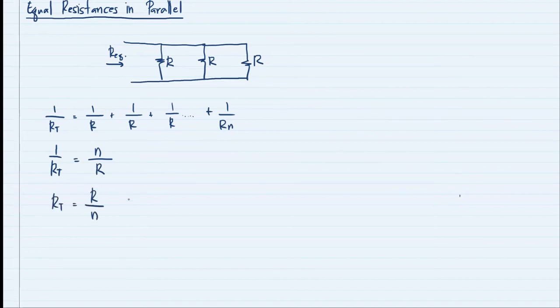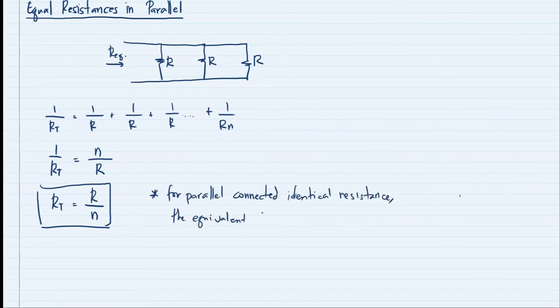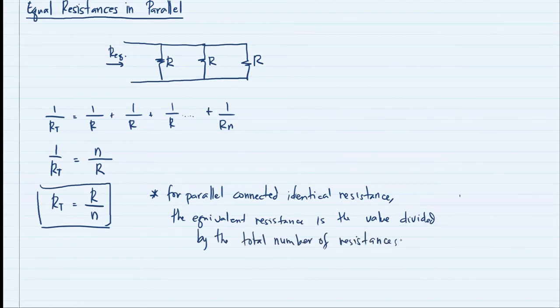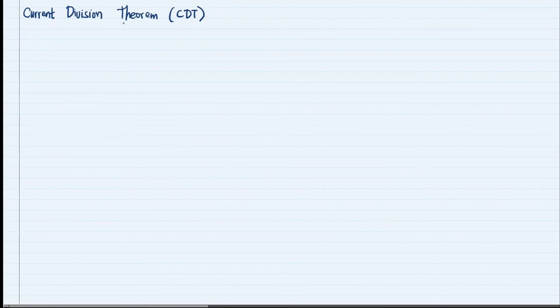R total is equal to R divided by the number of resistances in parallel that are equal. So, for parallel connected identical resistances, the equivalent resistance is the value divided by the total number of resistances connected in parallel. Now, we can move on to the current division theorem, or the CDT.